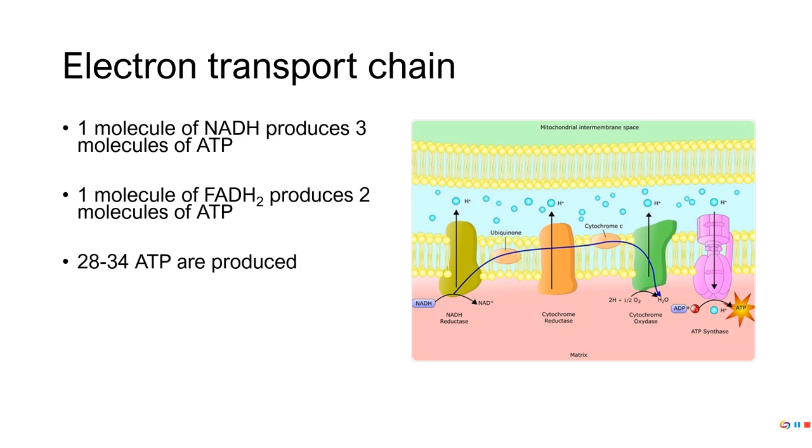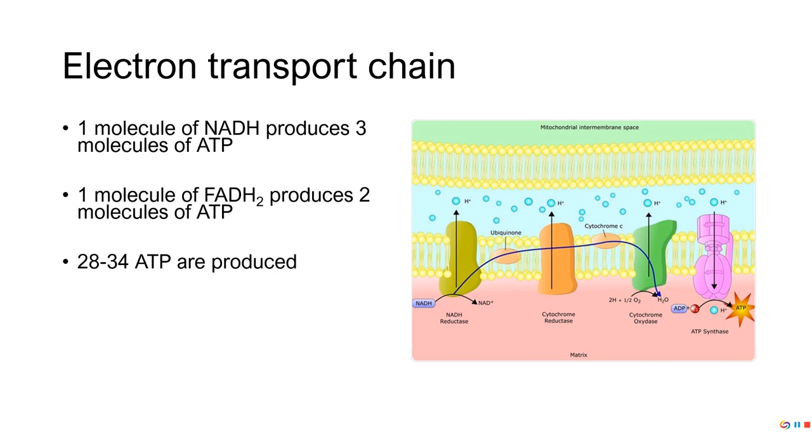Okay, and the reason I mention this range is just to let you know that there is a range, and that different textbooks give different values. So you'll see anywhere from 2.5 to 3 ATP for NADH, or 1.5 to 2 ATP for FADH2.